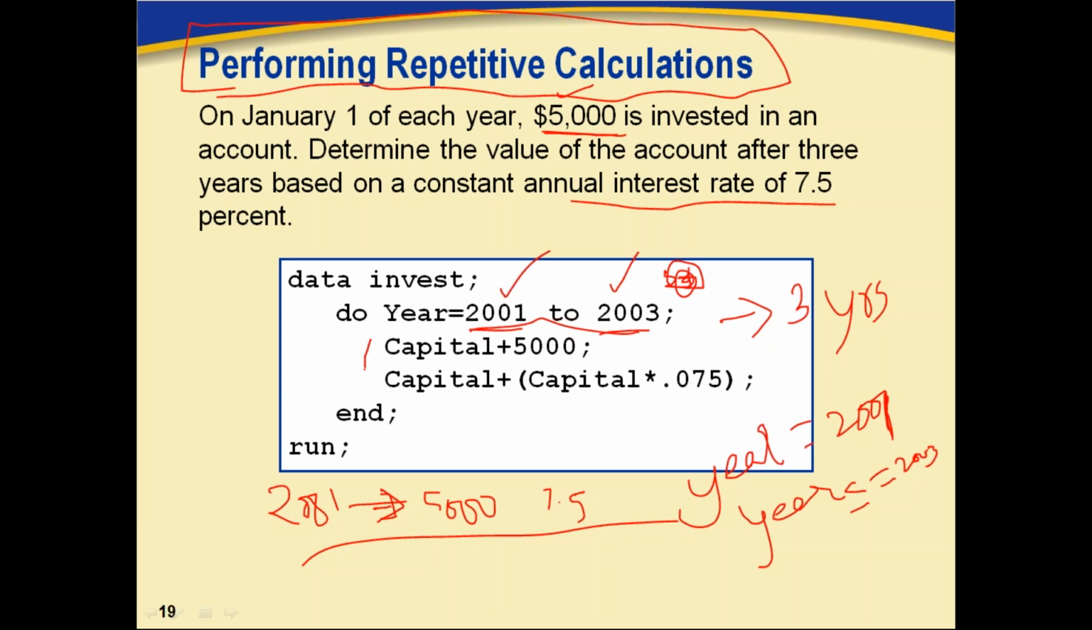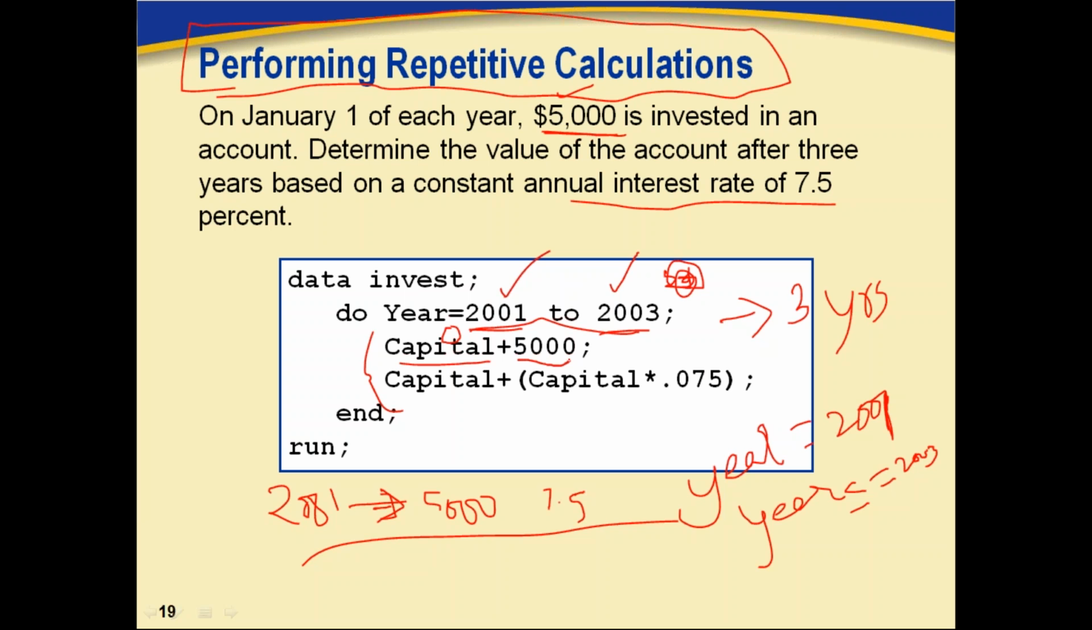So it will go inside the loop. What is the value for capital? You have not given any value for capital. You have not defined or initialized anything for capital, right? So by default, when it encounters any new variable name inside the do loop, it will assign 0.